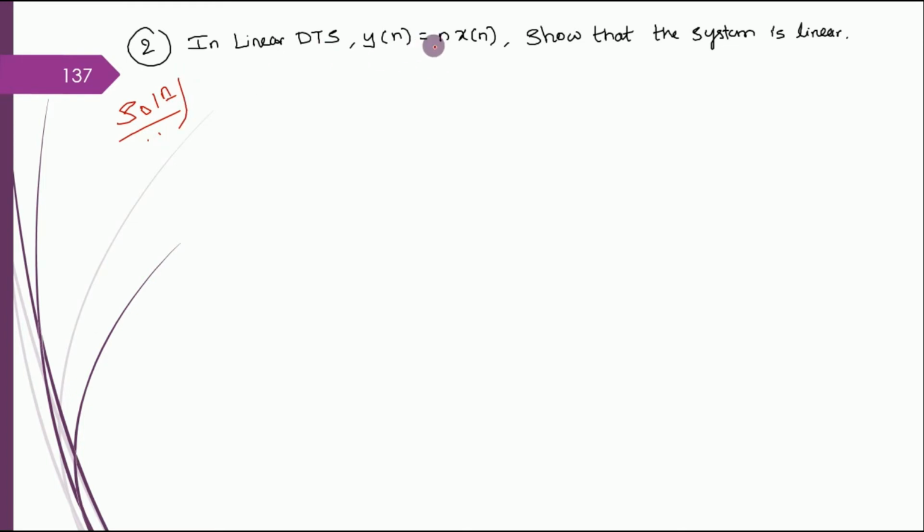So the given signal is y of n is equal to n into x of n. We need to check whether the system is linear or not. So first, x of n is equal to summation i is equal to 1 till n of ai xi of n. So here the meaning is a1 x1 of n plus a2 x2 of n, and it proceeds. That's the meaning. I am just writing its meaning.